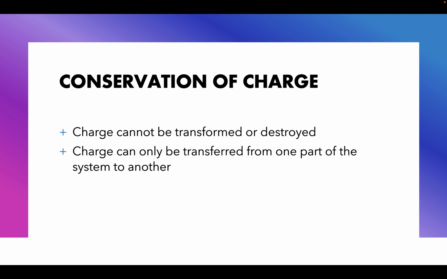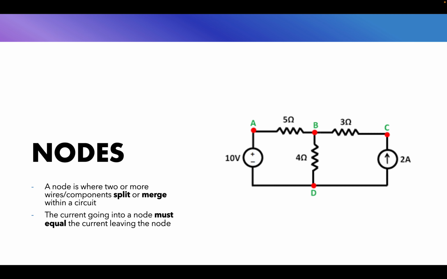To first understand how current passes through a circuit, we must understand nodes. A node is where two or more wires or components split or merge within a circuit. The current going into a node must equal the current leaving the node. This is due to conservation of charge, as previously mentioned.